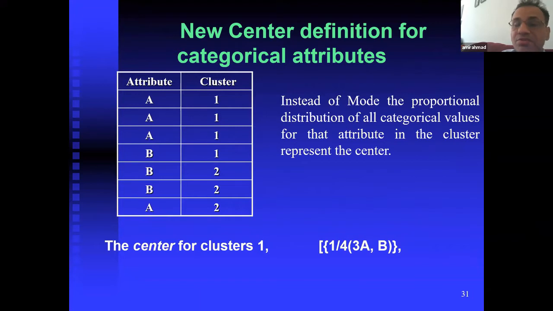But we know that cluster 1 also has some points related to B, and cluster 2 has some points related to A. So if we use only B or A, there will be loss of information. So we said, okay, we will not define it by using mode. We will use a proportional distribution of all the categorical values. In this way, there will be no loss of information. Like for cluster 1, there are 4 points, so it will be 3/4 A and 1/4 B. So no loss of information, and we will use this center.